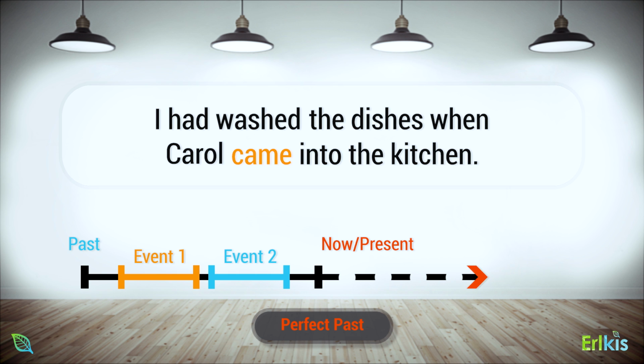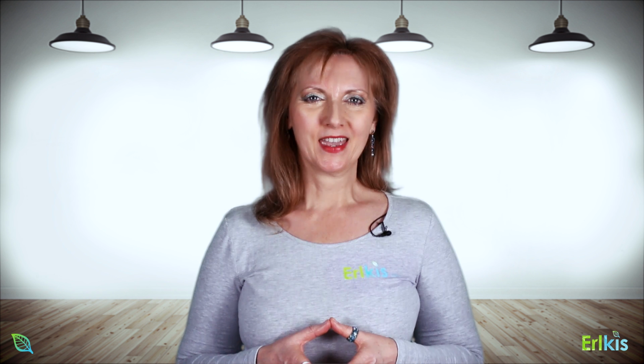we know instantly that washing the dishes came first. I did this before Carol came in. So we use the past perfect when two or more events began and finished in the past. The past perfect tells us which event came first. Let's compare another two examples.